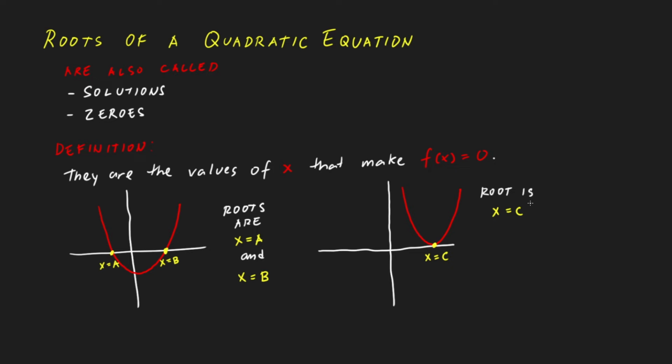Okay, so how many roots do we have here? It's 1, right? But no, there are always 2 roots because we have a quadratic equation. Why is that? You will find out later on.